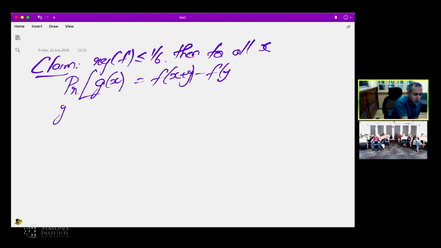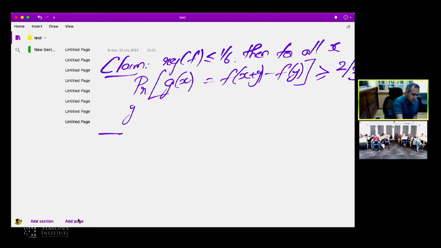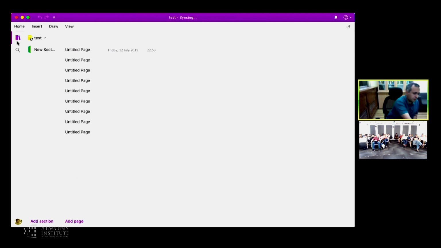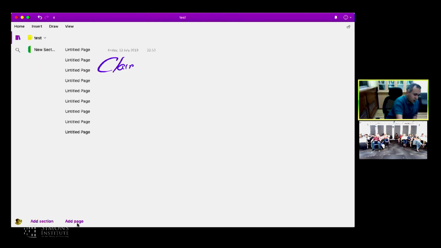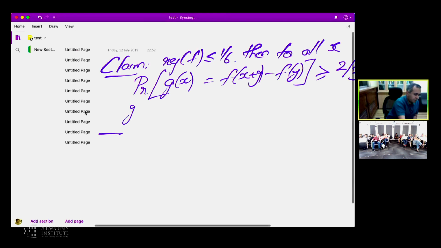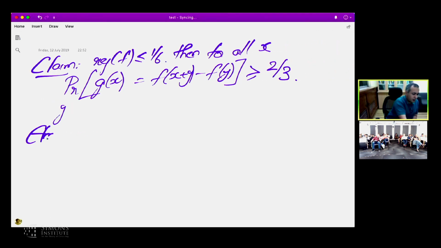By definition, this expression is at least half because it's a majority value. What I want to say is, it's not just a majority value, it's an overwhelming majority. Actually, let's defer the proof of this claim. Given this claim, we'll prove the next claim and then come back to this one. We want to prove the third claim. We want to show that g is linear.